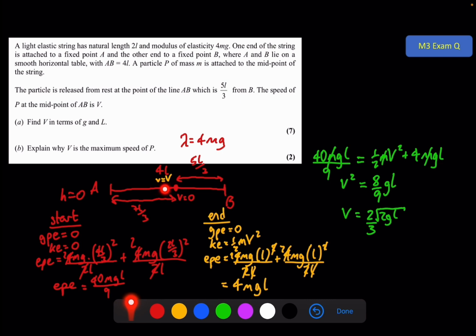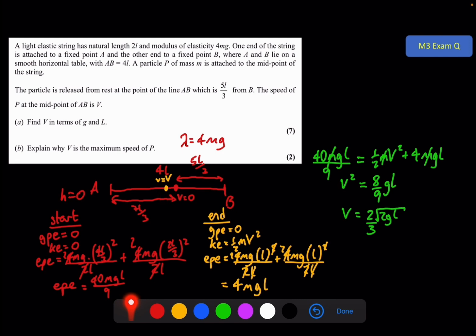In the middle, although there is still tension on both sides, because A to B is 2 times the natural length of the string, the tension either side of this point is equal and opposite. That's important because that's our equilibrium point where the resultant force is 0. And if the resultant force is 0, then the acceleration is 0, and maximum or minimum velocity occurs when acceleration is 0. So this is the key point to focus around for this question. V is the maximum speed of P because it is happening at the midpoint, and at the midpoint the tension in the two strings is equal and opposite, therefore a is 0.